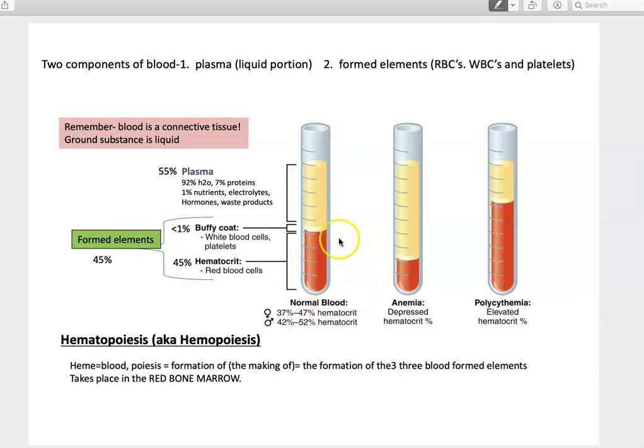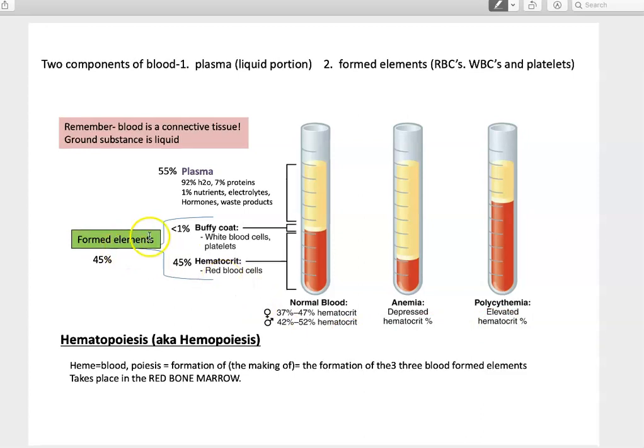So I just wanted to show you different tubes. When you say you have a hematocrit of, say, 40%, they are talking about the percent of red blood cells in your whole blood. So these are giving you the basic normal levels of females' and males' hematocrit. If you're anemic, you have a decreased hematocrit. That makes sense. Decreased red blood cells. If you have polycythemia, it means your red blood cell count is too high. Your hematocrit is elevated, and I'll talk about this condition in a little bit.